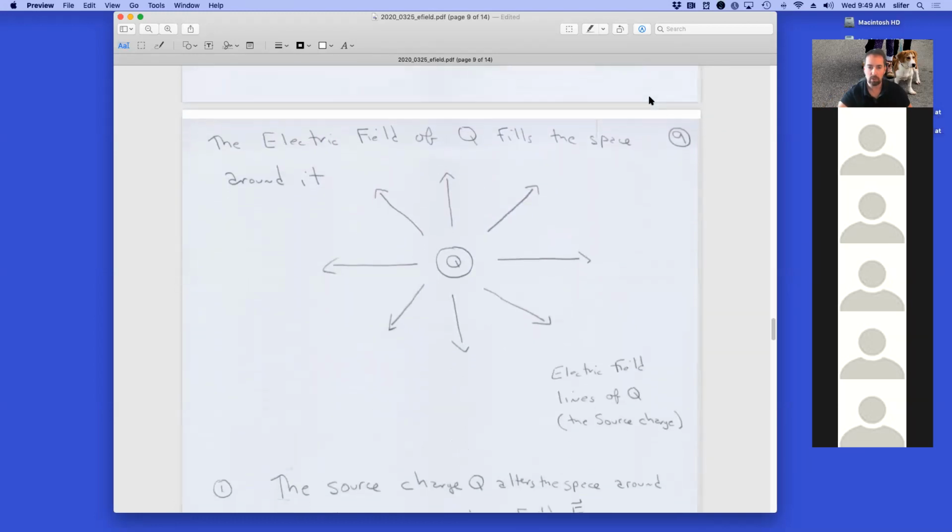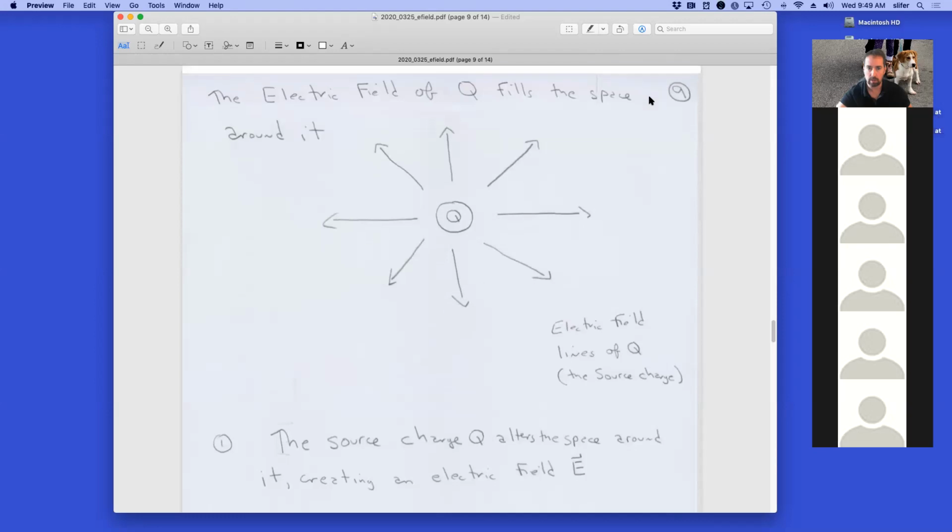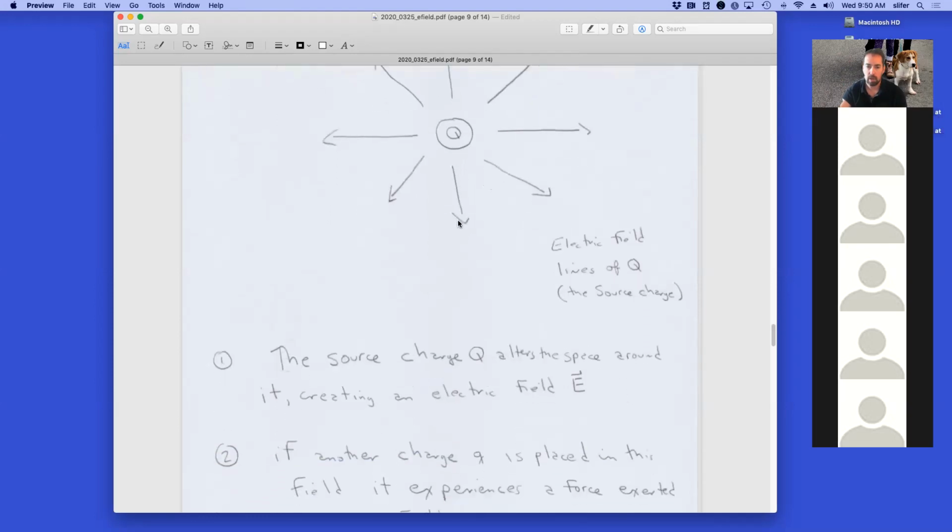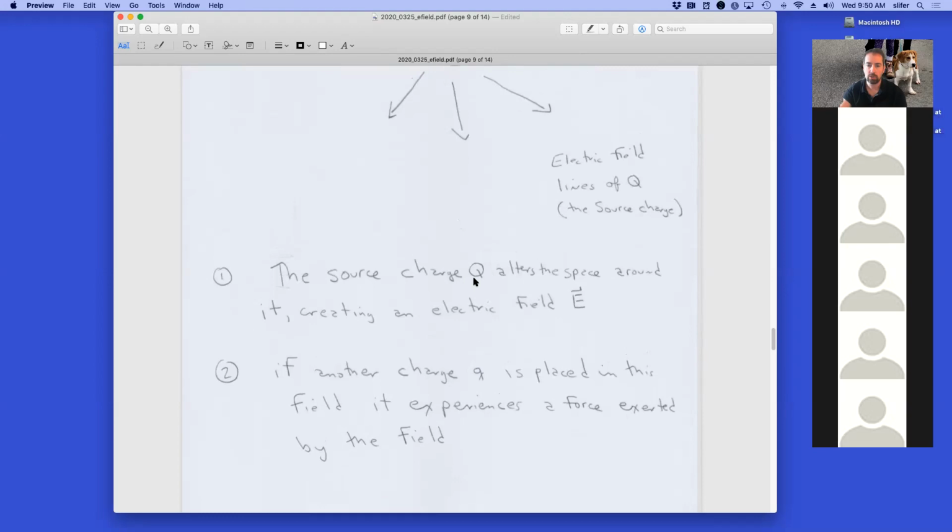And I'll try to walk us through this so that we can get some conceptual idea of it. The electric field of a source charge Q fills the space around it. I can only draw this in 2 dimensions because I'm stuck on a piece of paper, but what you're supposed to envision is radial lines coming out from that point charge in all directions, X, Y, and Z, and then filling the space. I'm only drawing a few representative lines, but they would be in every direction, all radiating out from this positive point charge here, Q. And this source charge Q has altered the space around it, creating this electric field E.